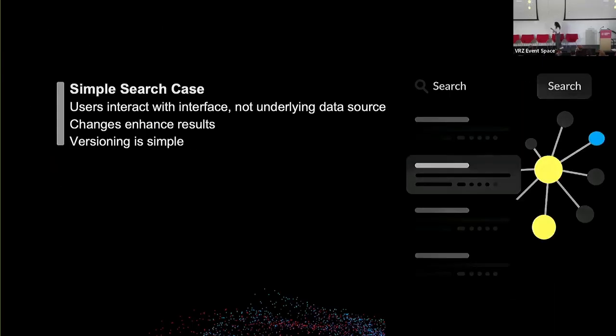So if you look at a simple search example, the users are interacting with just an interface to get results. You don't care about the ontology as the user. You just want to make sure that the tool you're using is giving you good results. So as the ontology evolves in the backend, the product person can keep versioning it and give you better results. And you're like, yay, awesome, I'm getting better results now. So you're happy.